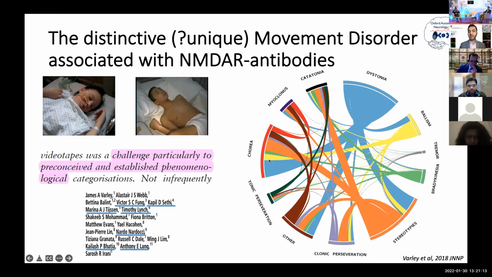And in fact, when you analyze the data, you see that it goes across a number of different features. So these patients have chorea, dystonia, and stereotypies, interestingly with very little tremor. And it's that triad or quartet which really marks this disorder out as distinctive.